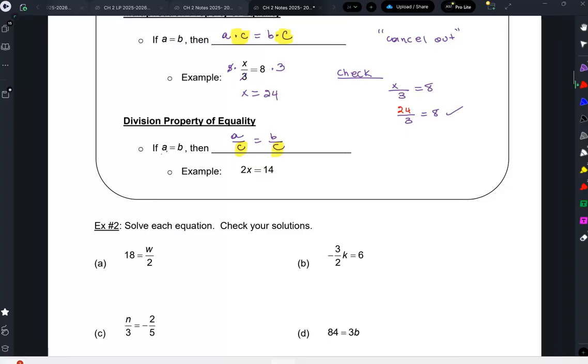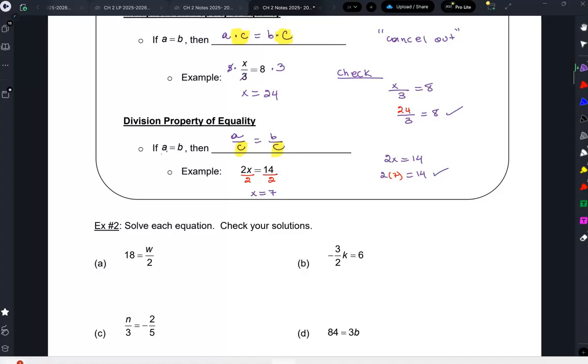Here, 2 times x is 14. If it's 2 times x, then I need to divide by 2, divide by 2. X is 7. Okay, so let's check. I have 2x equals 14. Is 2 times 7 equal to 14? Yes, it is. So good.